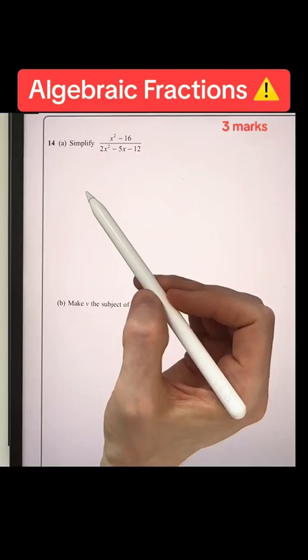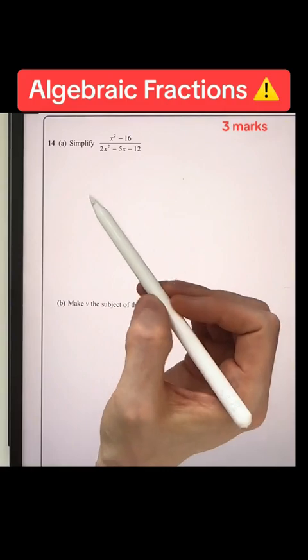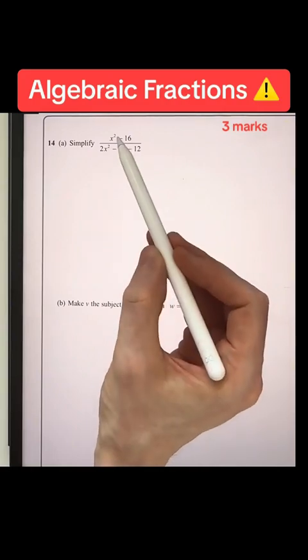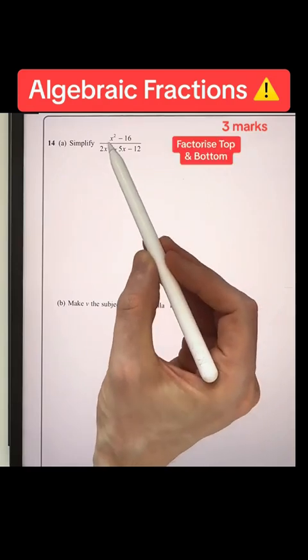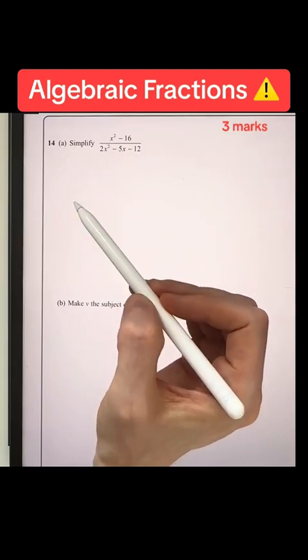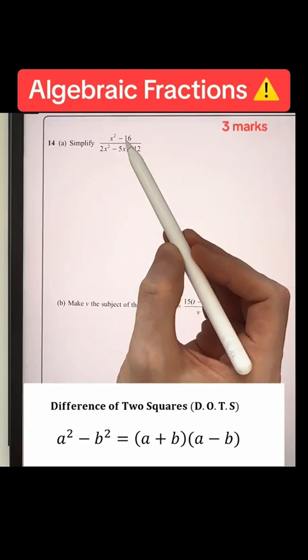This right here must be the easiest 3 marks ever on GCSE mathematics. If we're simplifying an algebraic fraction, if we've got pluses and minuses, our first step is to factorise. So looking at the top, we should recognise this as the difference of two squares. As I have a squared term, minus another squared term, and obviously 16 is a square number, which is 4 squared.